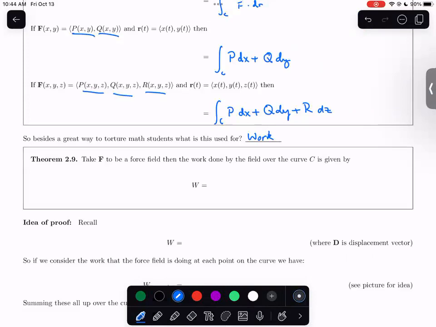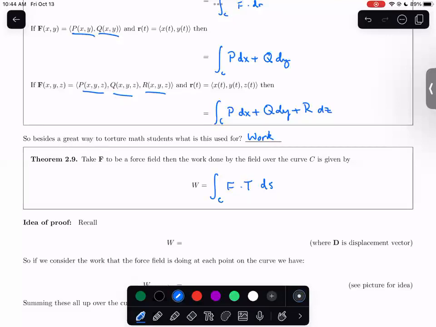So if we take F to be a force field, applying some force to a particle or whatnot, then the work done by the field over the curve C is given by, and really you can choose any of these 5 different ones to use, but I'll just use the first one. So work is given by this line integral over our curve of F dot T ds.